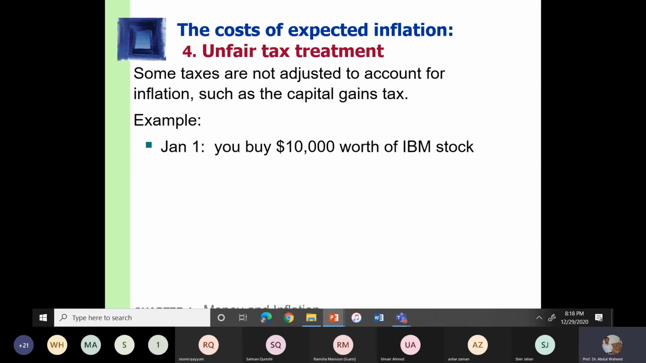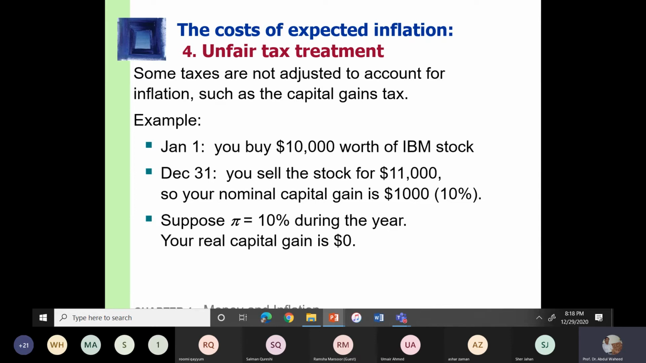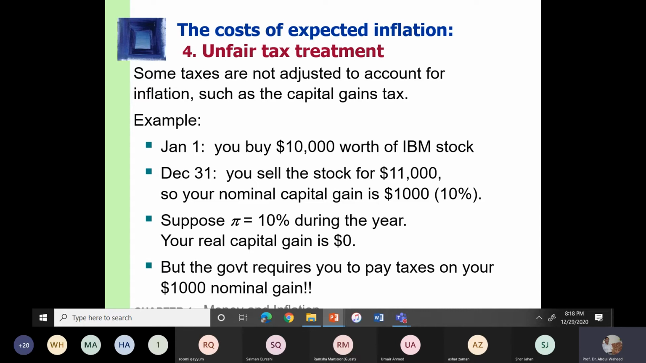January 1st, you buy $10,000 worth of IBM stock. On 31st January, you sell the stock for $11,000. So your nominal capital gain is $1,000 or 10%. The inflation rate is 10% during the year, so your real capital gain is zero. But still you have to pay taxes on your nominal gain, which is a loss.